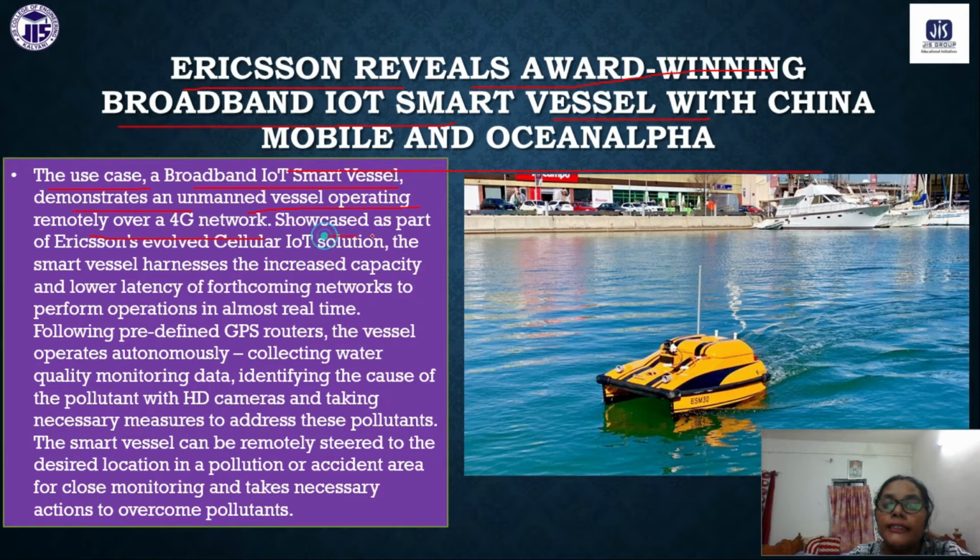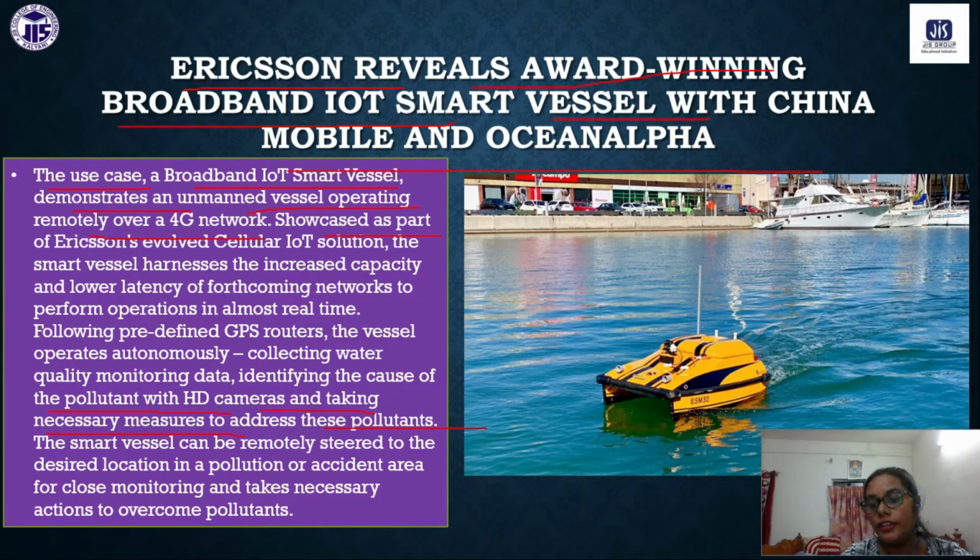It is showcased as a part of the Ericsson Evolve Cellular IoT solution. The smart vessel harnesses the increased capacity and lower latency of forthcoming networks to perform operations in almost real time. Following predefined GPS routes, the vessel operates autonomously, collecting all types of water waste material and water quality monitoring data, and identifying the cause of the pollutant with HD cameras and taking the necessary measures to address these pollutants.